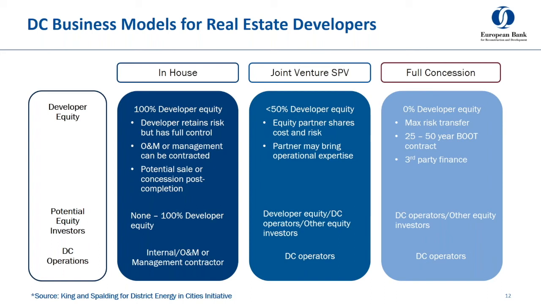Now, the third model is the full concession. And in my opinion, this is the most straightforward. Almost all risk and cost is transferred, and an experienced district cooling operator agrees to build, own, operate, and eventually transfer the infrastructure back to the developer at a future date. So this could use a project finance model. The district cooling operator could use their own funds or a corporate loan to support construction, or third parties looking for return on equity may also choose to invest in such a system.